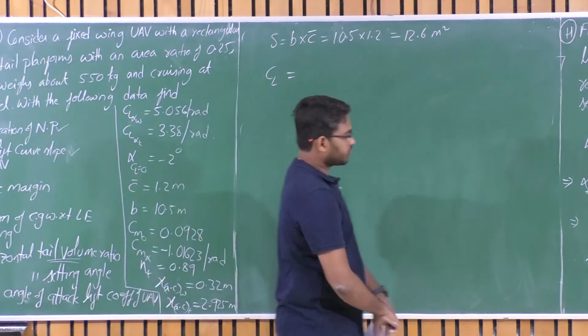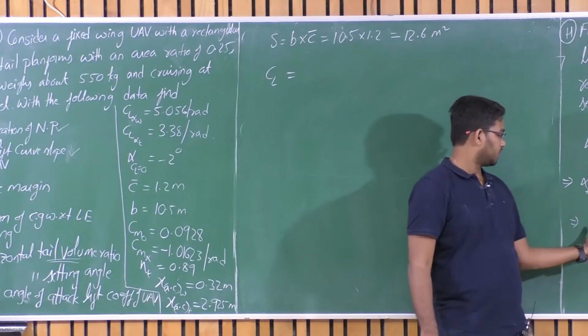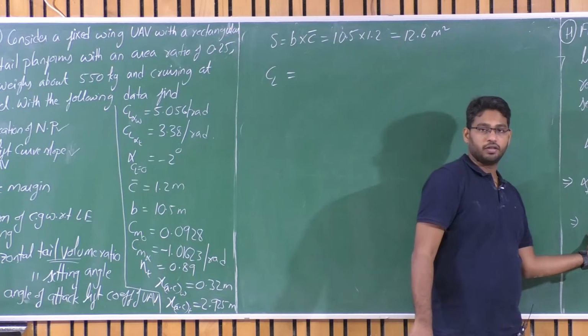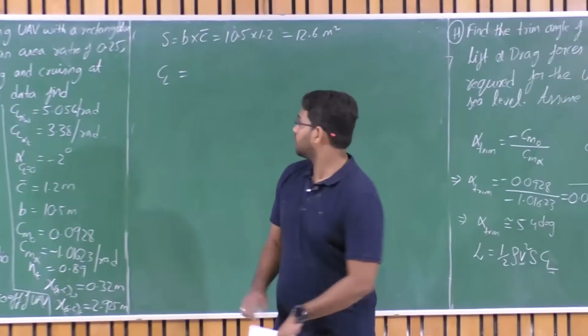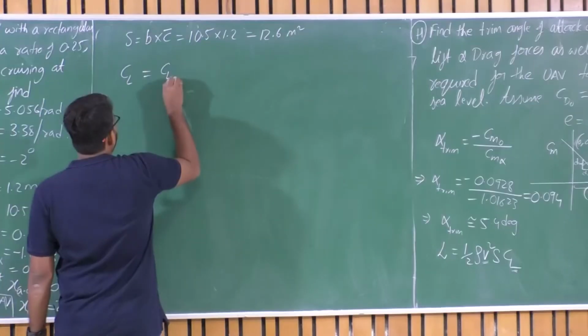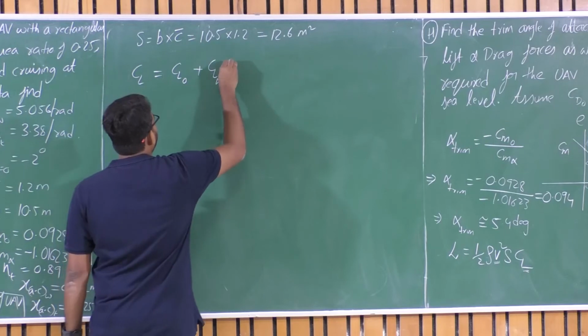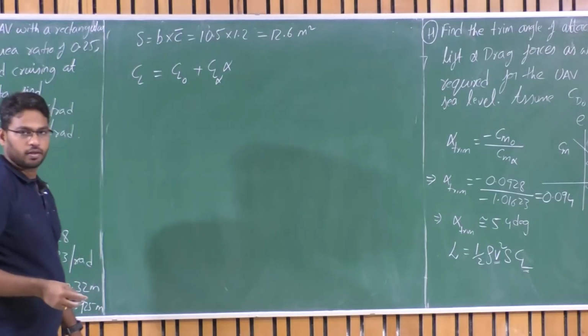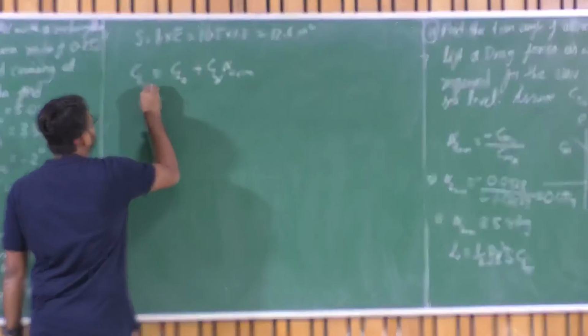This CL is CL of the total aircraft, isn't it? CL of the total aircraft corresponding to alpha 3 degrees, 5.4 degrees trim. Am I correct or not? So I can express this CL of the total aircraft as CL naught of the total aircraft plus CL alpha of the total aircraft times alpha trim, right? So this is CL trim.